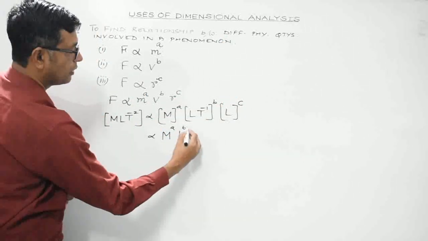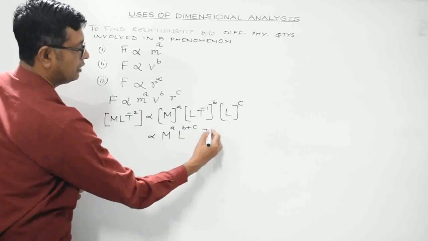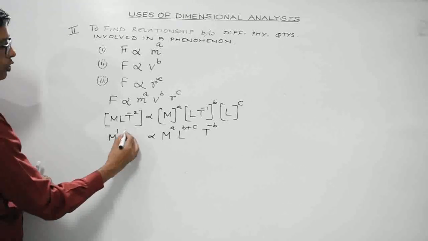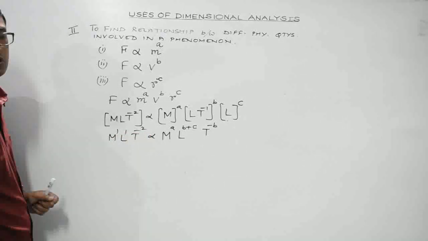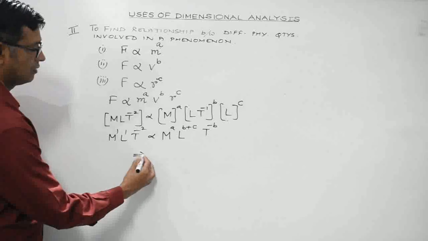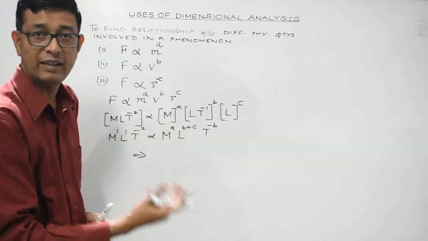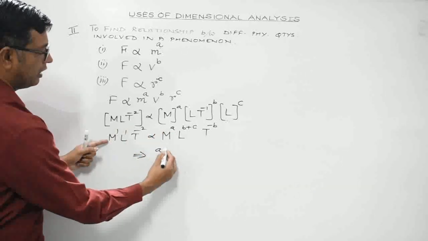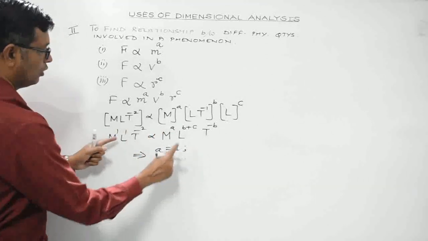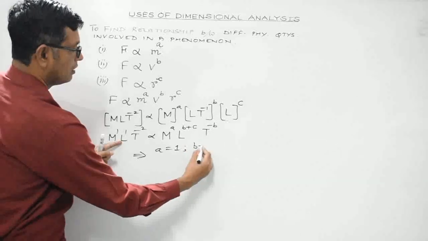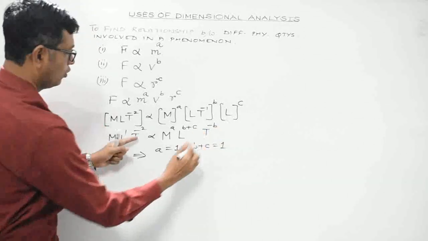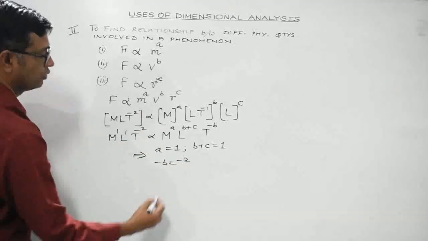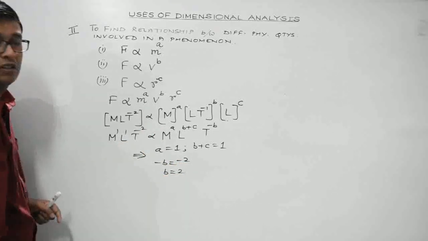It will give us L to the power b plus c, and t to the power minus b. And over here it is m to the power 1, L to the power 1, t to the power minus 2. So what do you get? The dimensions on both sides must be same. So what is the value of a? a is equal to 1. What is b plus c? It is equal to 1. What is minus b? It is minus 2. Therefore b is equal to 2.